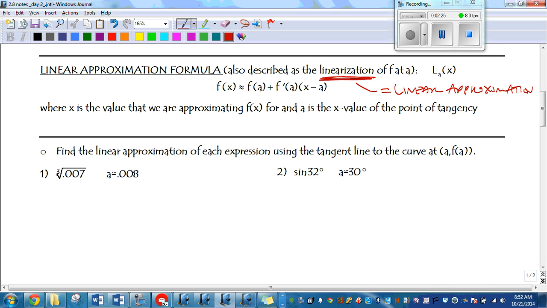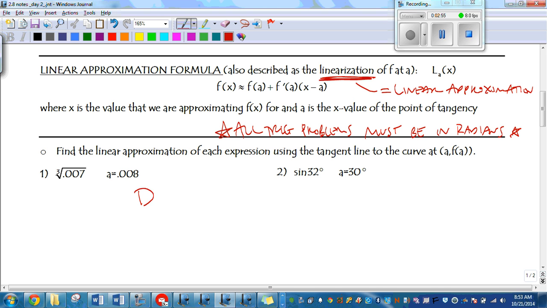We didn't really get to too much trig yesterday, and I did mention yesterday that all trig problems must be in radians. It just won't work if it's in degrees. So you'll be given some problems where it starts off in degrees. You need to make that conversion. You can't do it with degrees. It's not going to come out right.